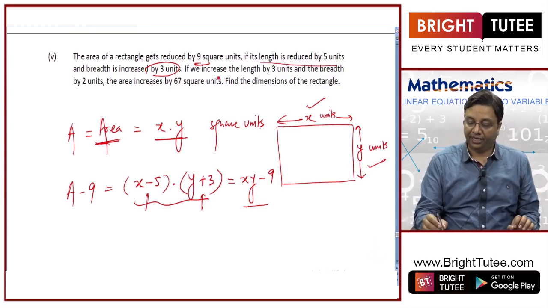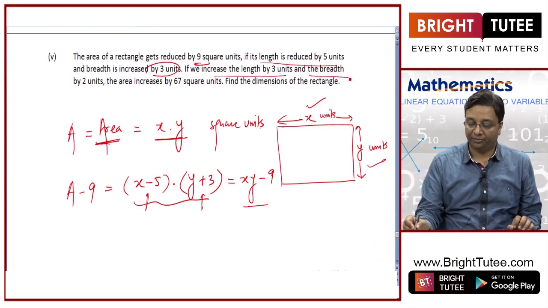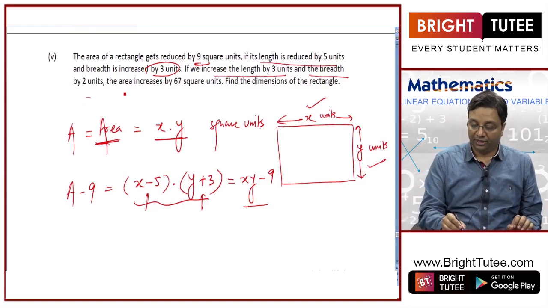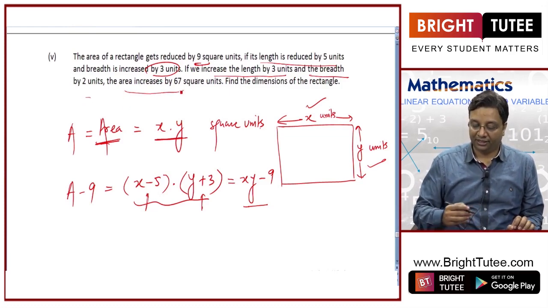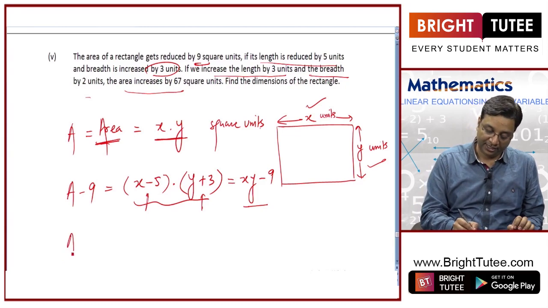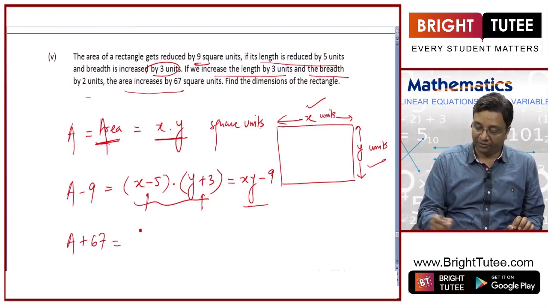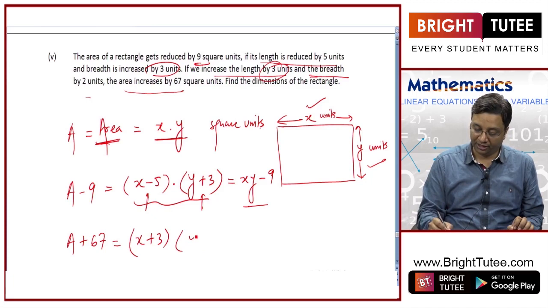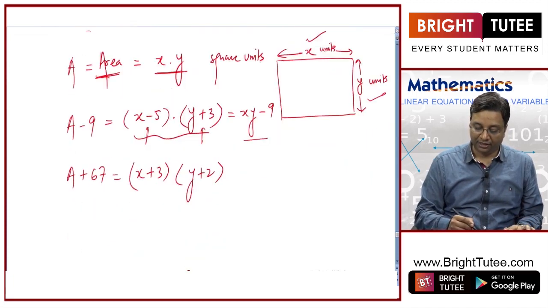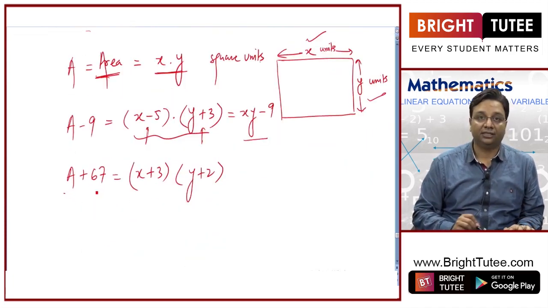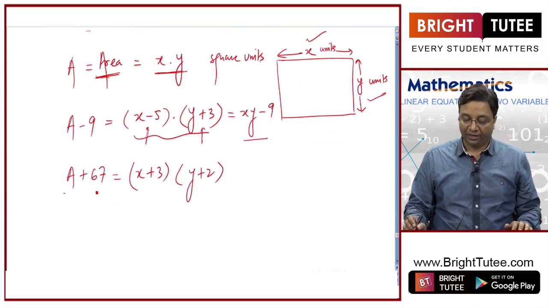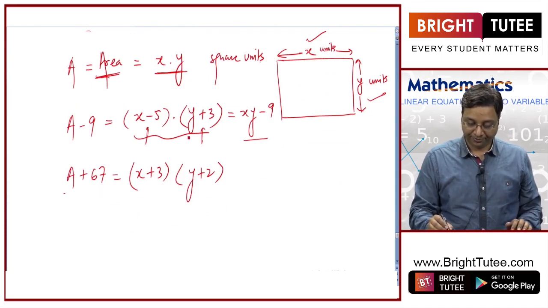And if we increase the length by 3 units and breadth by 2 units, area increases by 67 square units. So area increases by 67 square units when we increase the length by 3 units, that is x plus 3, and the breadth by 2 units, that is y plus 2. This time area becomes a plus 67. Okay. Now let us look at these.